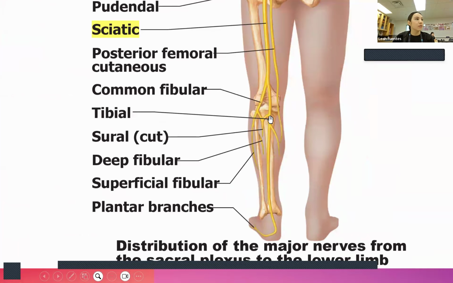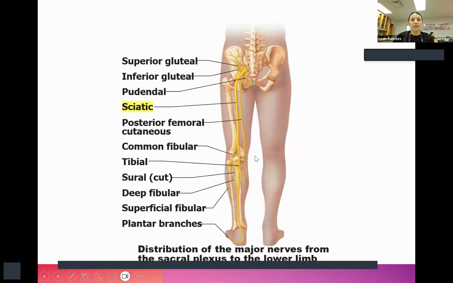Lastly, we have our tibial nerve, which is just going to be posterior to our tibia bone. Now, make sure on your exam you're not just writing tibia, because technically that's the name of the bone and not the actual nerve. It's going to be tibial nerve. But if they are asking for the nerve, then just tibial would be fine.